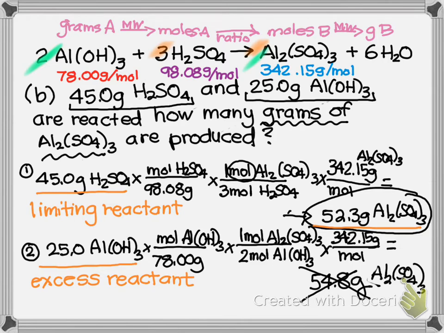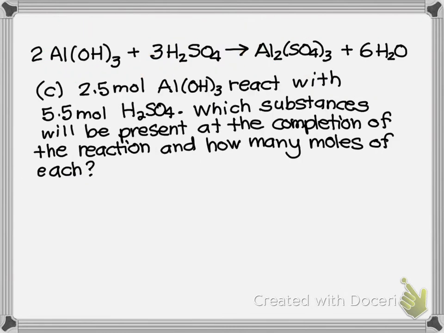Okay, so we have one more question with this problem. It involves the same chemical reaction. And this time, let's read it carefully. It says you have 2.5 moles of aluminum hydroxide. It reacts with 5.5 moles of sulfuric acid. Which substances will be present at the completion of the reaction, and how many moles of each?